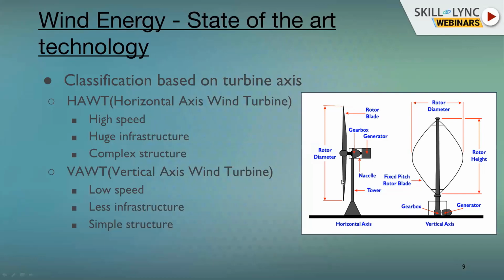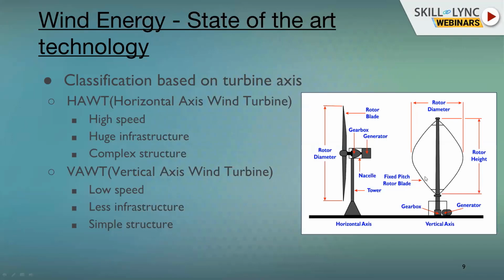If you can see here, this horizontal axis wind turbine has very high speed as compared to the vertical axis wind turbine. But this horizontal axis requires huge infrastructure, because we have to have the generator, the gearbox and the transformer, all this electrical and mechanical part, in the nacelle at a very great height. So we require huge infrastructure, and also the tower structure becomes very complex, which is not there in the case of the vertical axis wind turbine, where we have a very simple design and we can place the generator, the transformer and the gearbox, everything, at the bottom. So we have a lower infrastructure requirement and also a much simpler tower structure.